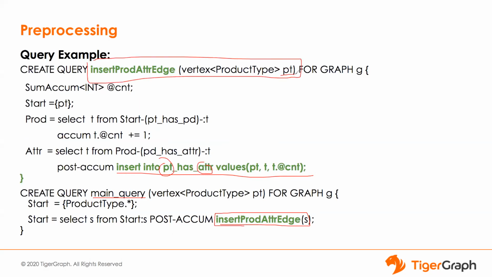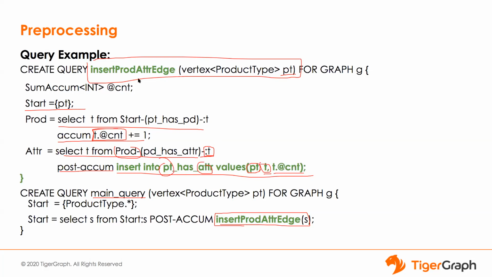It takes the product type vertex as an input, and then starting from this product type, traverses to all the products. And also, we want to count how many products under that had that attribute, right? And then from the product, we get to the attribute, and from the attribute vertex, we want to insert an edge, right? Insert an edge between the product type and the T. What is T? T is the attribute, right? Because we are starting from product. And then between the attribute and the product type, and store the count as a weight on the edge.